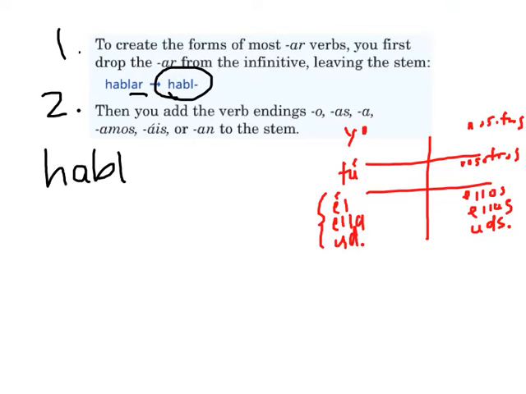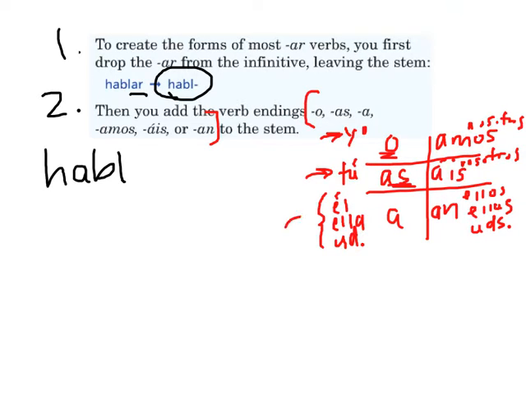This is super important. And then we're going to take these verb endings that it talks about here. We're actually going to put them in the chart so you can see which ones they go with. So we have o, as, a, amos, áis, don't forget that accent, and an. So when we're talking about yo or I, we'll use o. When we're talking to you, tú, we'll use as. When we're talking about him or her or talking to somebody formal, we'll use a, etc.